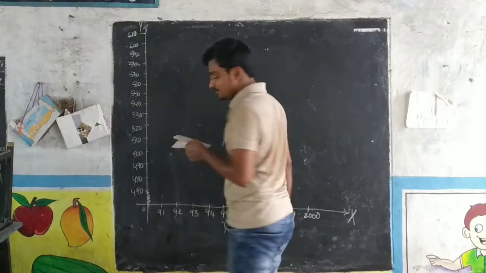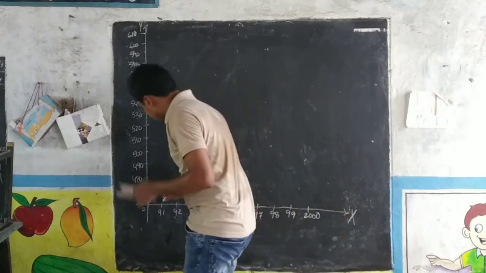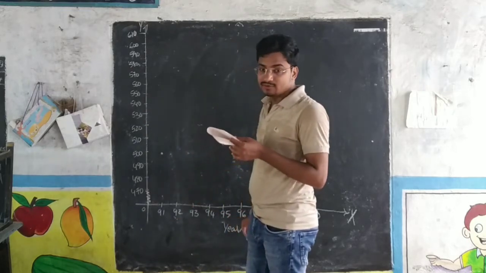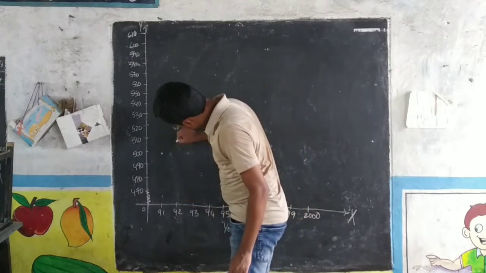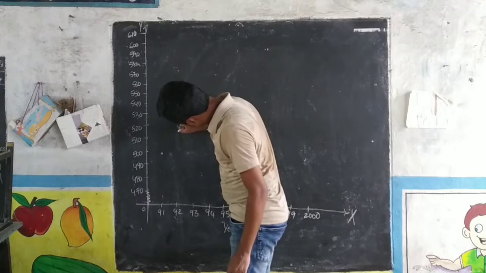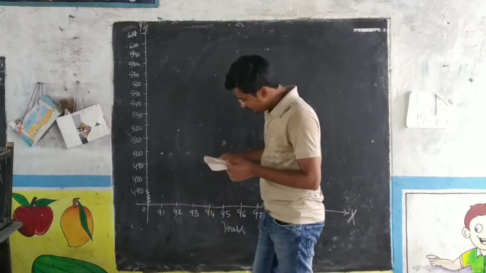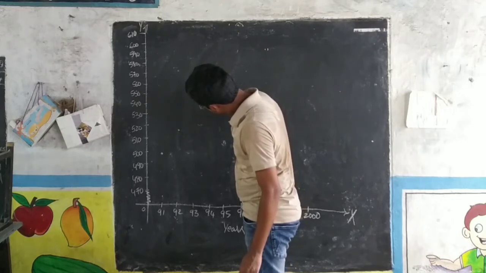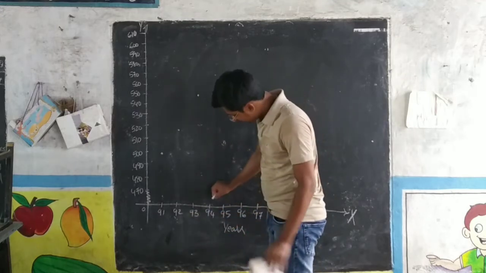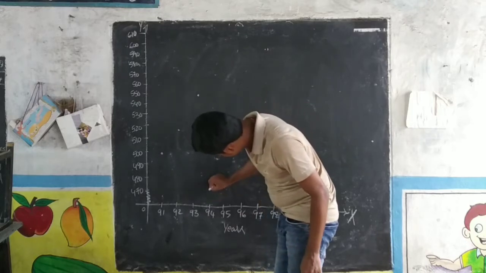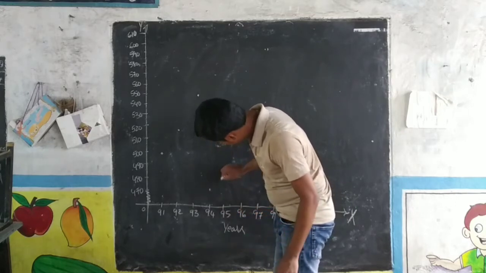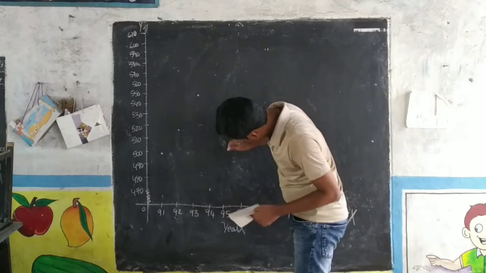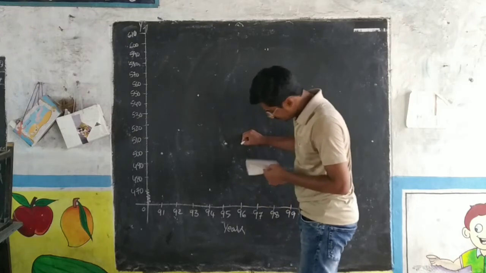First year 1991, sales 500. Next 1992, 520. 1993, 550. 1994, 470. 1995, 510. 1996, 540.